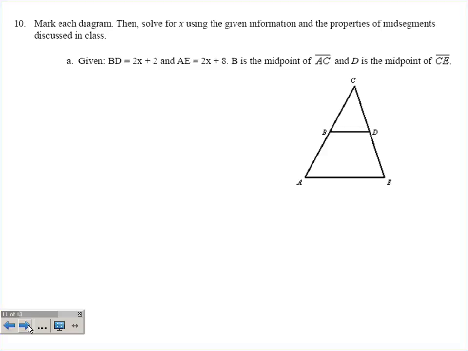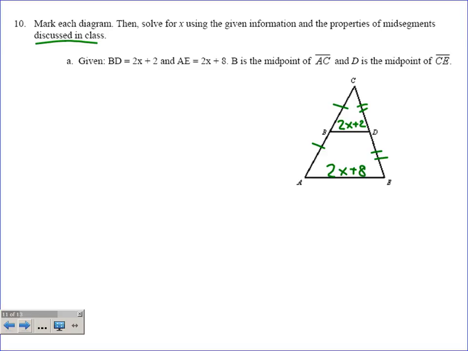Okay, moving right along. Mark each diagram, or the directions. Then solve for x using the given information, the properties of mid-segments. Oh, discussing class. We discussed them. We didn't learn them. We just discussed them. BD is 2x plus 2. AE, that's down here, is 2x plus 8. B is the midpoint of AC, that means these two are congruent. D is the midpoint, that means these two are congruent, so that means those are mid-segments.